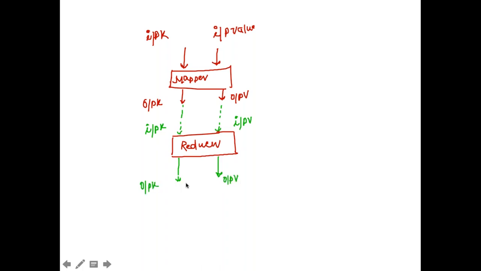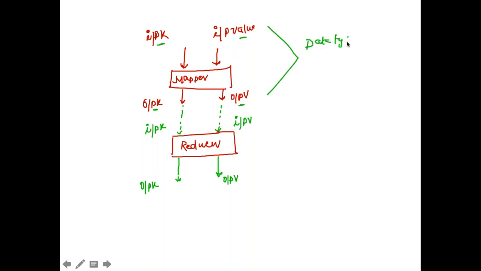So this diagram should be there in your mind when I'm going to write the map class, reduce class, or the actual code in Java. Okay, this diagram should be there in your mind. And all these things we are talking about: input key, input value, output key, and the output value. These data types we are going to learn. The next module is the data types.